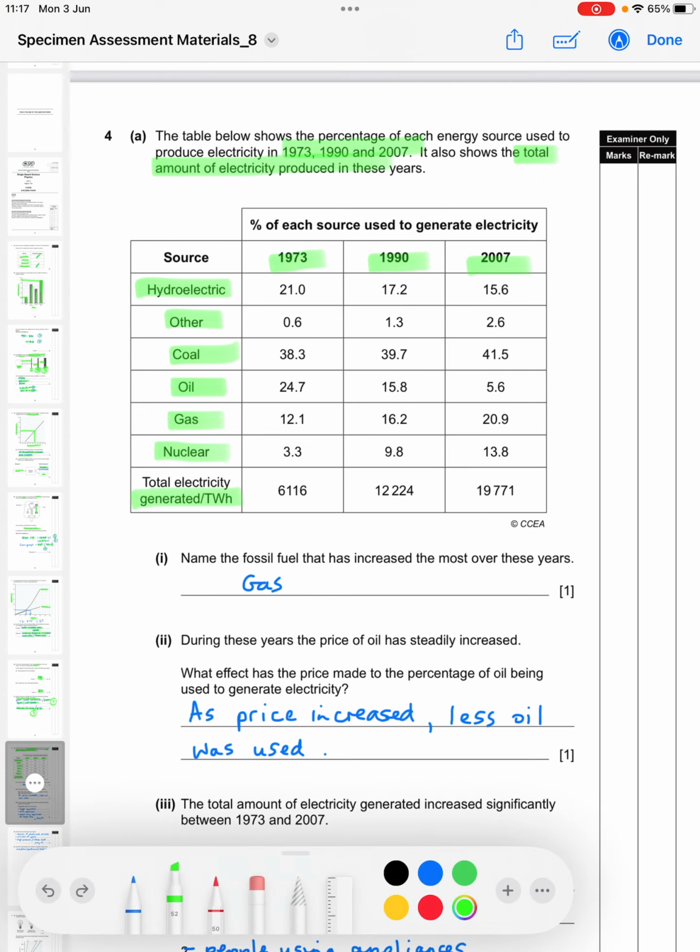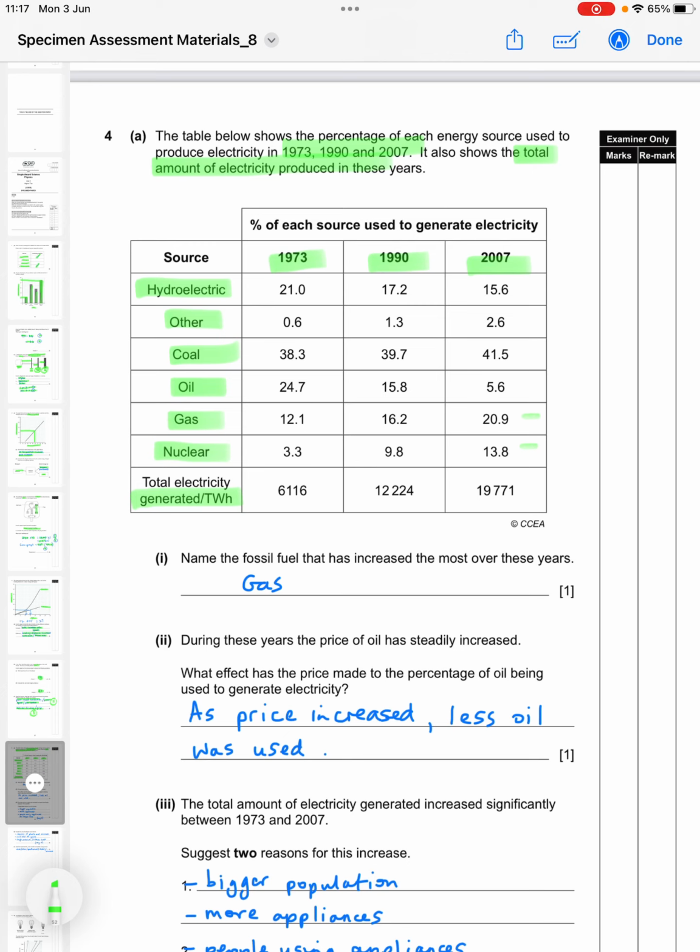So name the fossil fuel that increased the most over these years. So when you look at the list, actually there are two which are pretty close. We have gas and nuclear, but it's actually gas which has gone up slightly more.